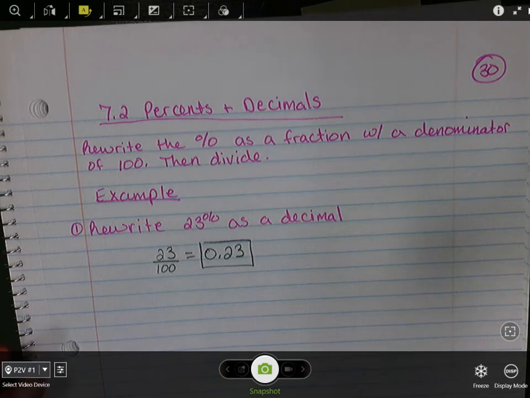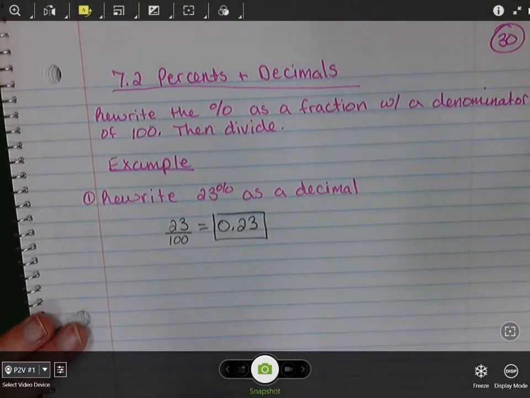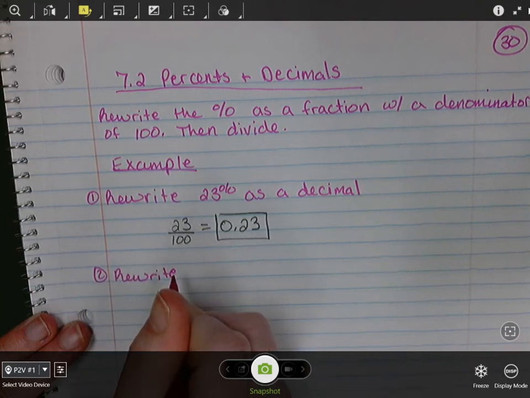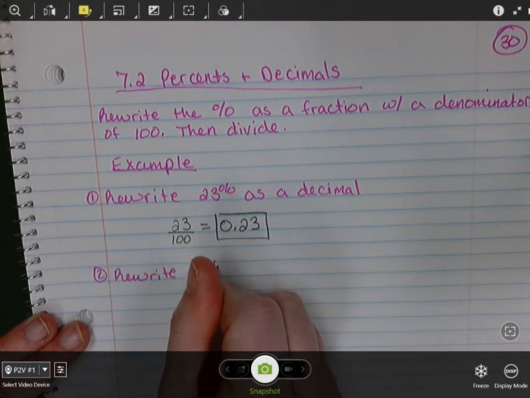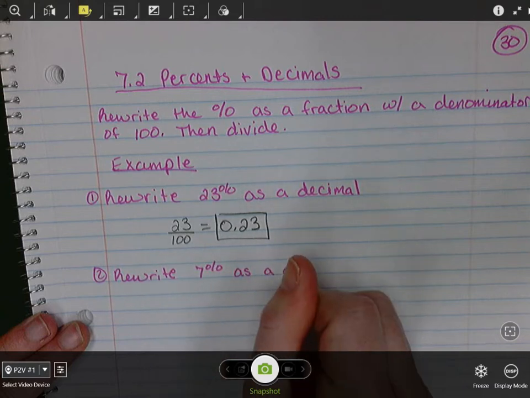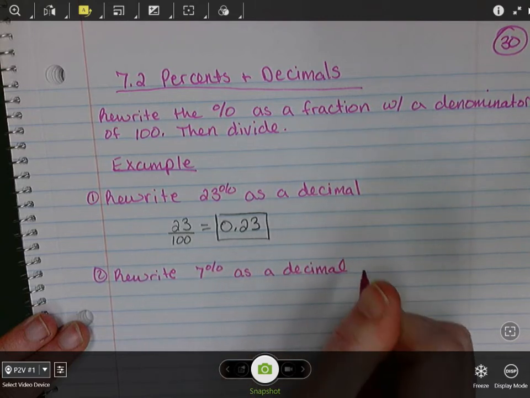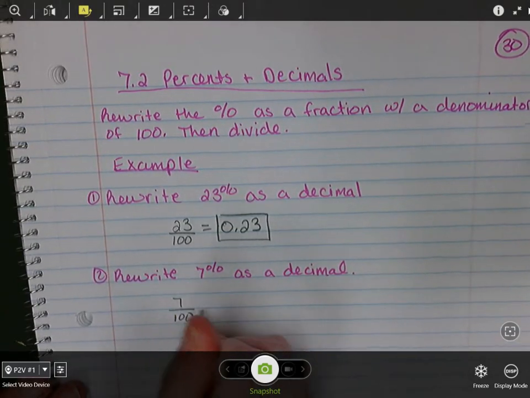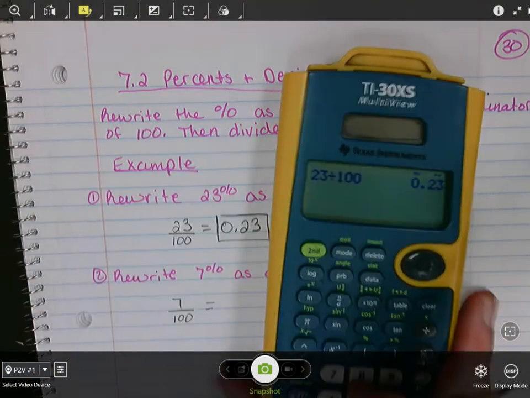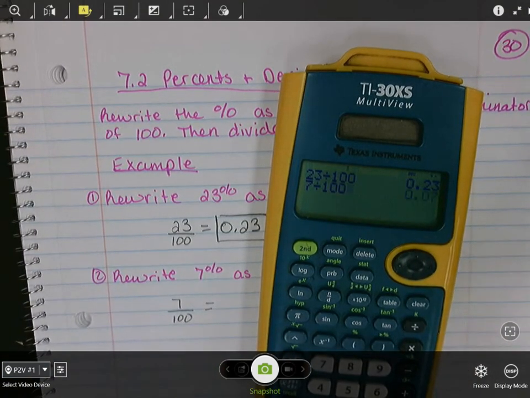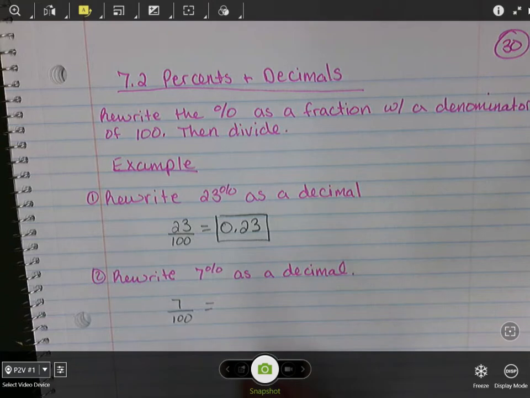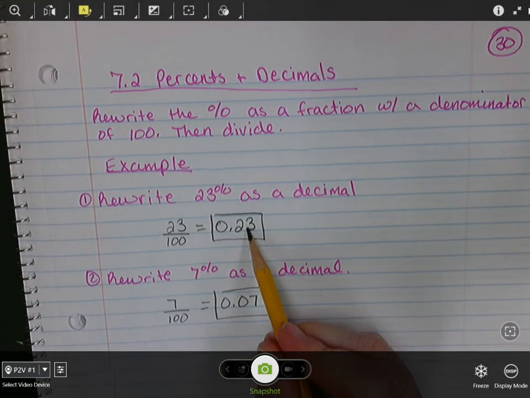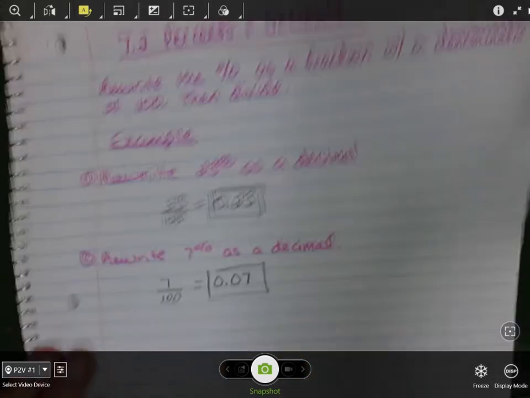Okay. All right, number 2, rewrite 7% as a decimal. Okay, same thing, you do 7 over 100, and then you do 7 divided by 100, 0.07. So that would be 0.07. So this means 23 hundredths. This means 7 hundredths. Okay, let's try another one.